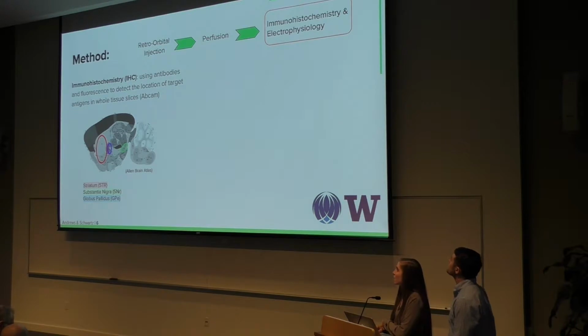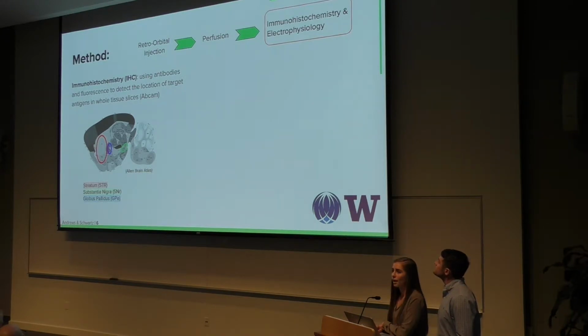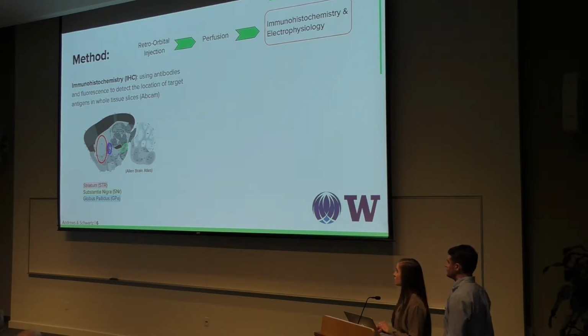In order to verify the viruses, we used immunohistochemistry. So IHC uses antibodies and fluorescence to tag to and light up your target antigens or proteins. After we dissected out the brain, we fixed it in paraformaldehyde. Then we decided to cut the slices sagittally because we knew that D1 neurons projected from striatum to substantia nigra and D2 from striatum to globus pallidus. So sagittal slices revealed all 3 areas in one slice.